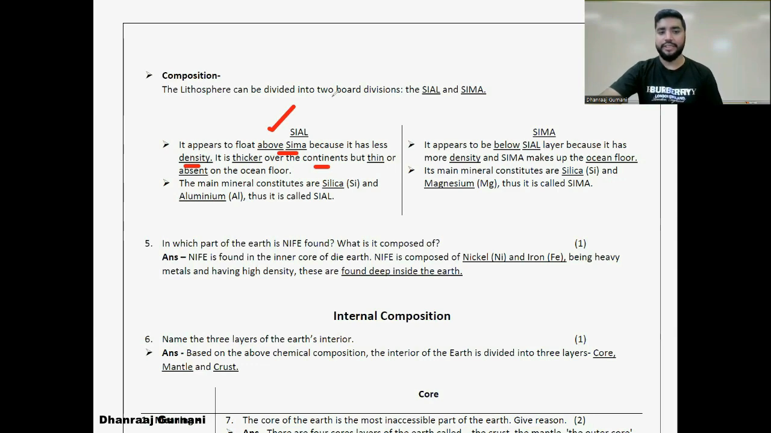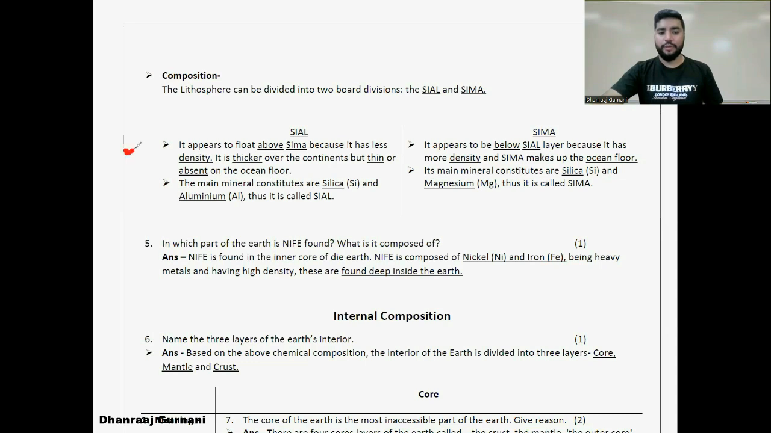So revising key terms, Sial is above Sima because it is less dense. It is thicker over continents and absent over ocean floors.